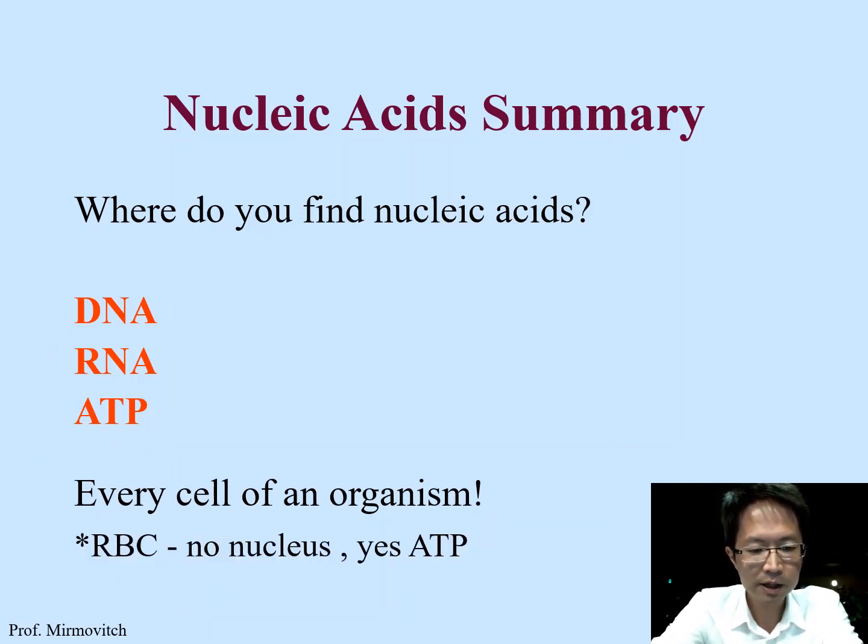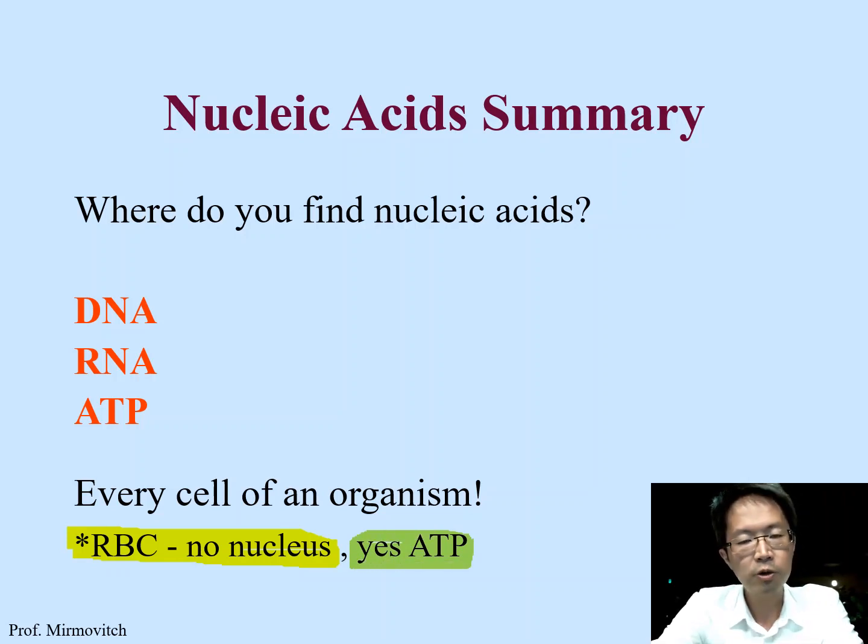So red blood cell is like the exception. It has no nucleus. So red blood cell does not have DNA or RNA, but I want you to remember this. Red blood cells do have ATP. Red blood cells, they have ATP. Because red blood cells don't have a nucleus, they don't have a lot of machinery, we call it organelles, that we will cover in the next chapter, chapter 3. Because they don't have a nucleus, the lifespan of red blood cell is very short.